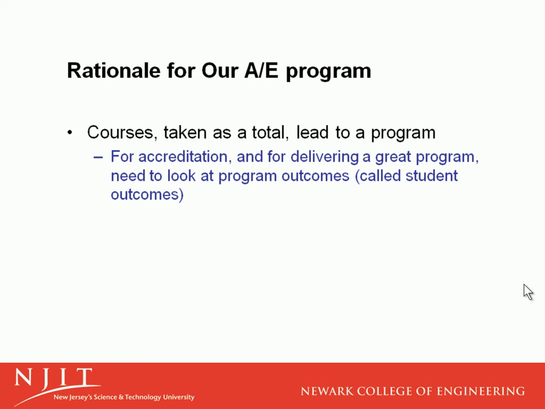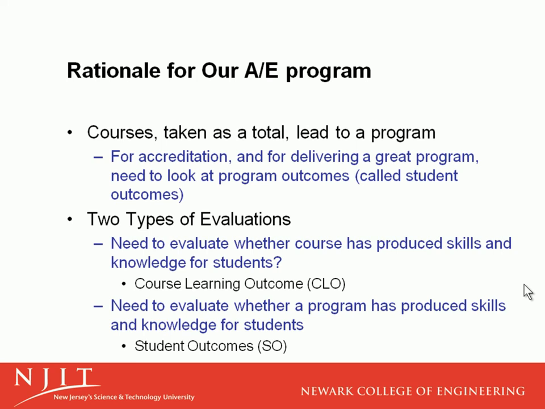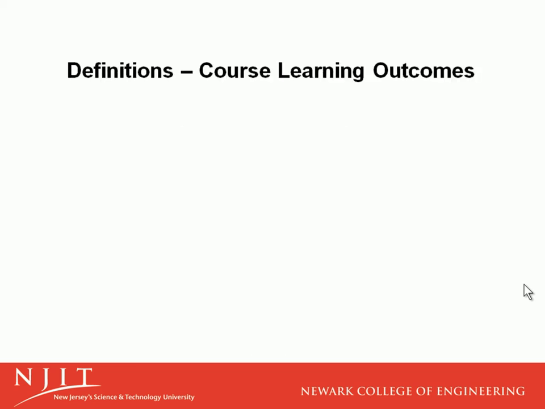For accreditation and for delivering a great program, we need to look at what was called program outcomes and now is called student outcomes. But then we need to do two types of evaluations. We need to evaluate at the course level, where the course has produced the skills and knowledge for students, again, student focused. We're going to call that CLO, or course learning outcome. And then how do we evaluate whether a program has produced skills and knowledge for students, which are called student outcomes, or SO. Let me give you some definitions before I go on with this program.